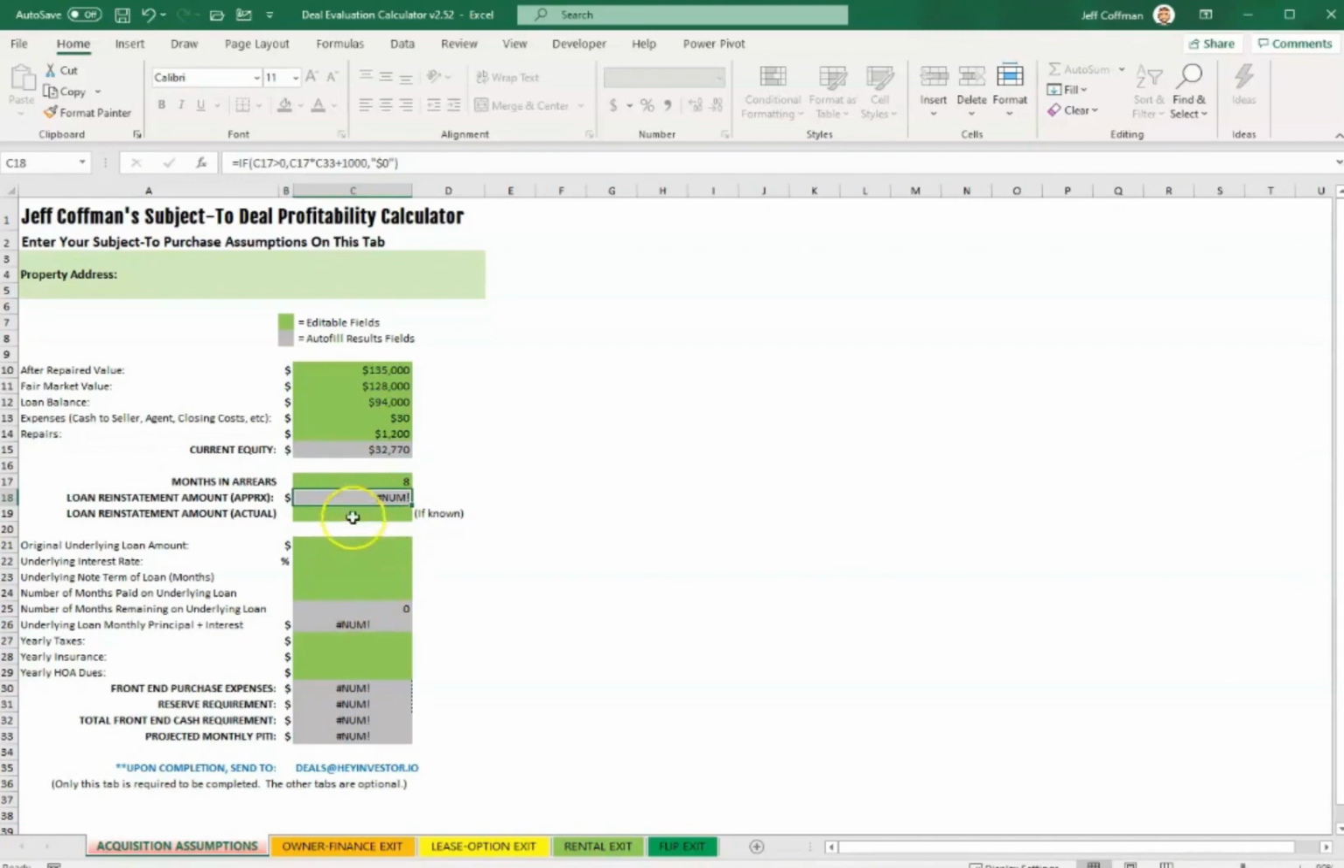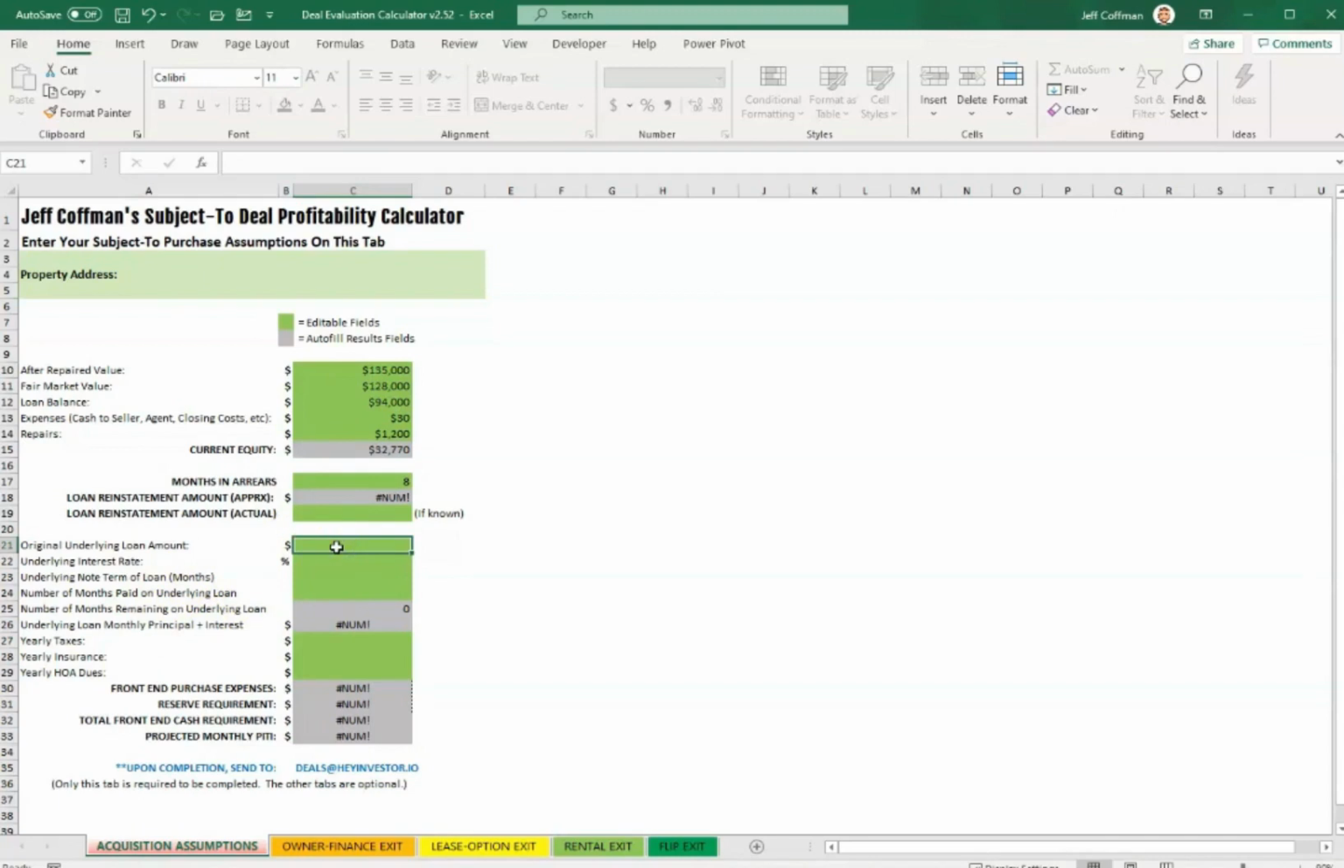But if you know the actual reinstatement amount, this calculator will use that over the approximate amount. So if you know this, go ahead and plug that in. I don't know what the exact amount was, but I do know she was 8 months in arrears. And I do know what the rest of these figures were. Her original underlying loan amount is the loan that she was approved for and that she used to purchase the house. We need to know that amount so we can figure out what the principal and interest payments are. Of course, taxes and insurance and all that stuff comes a little bit later down here. But for right now, we need to understand what her original underlying loan amount was.